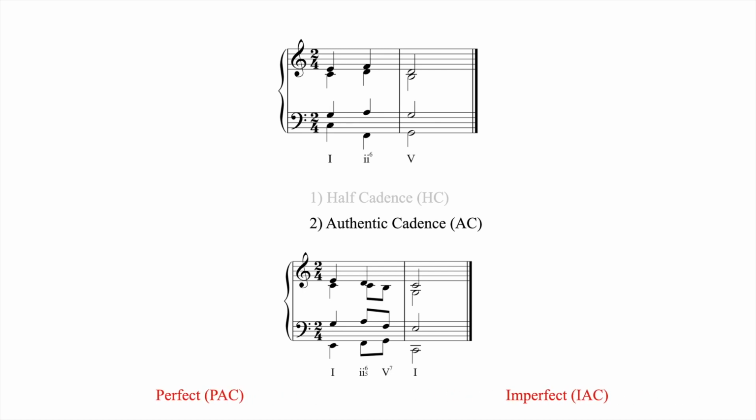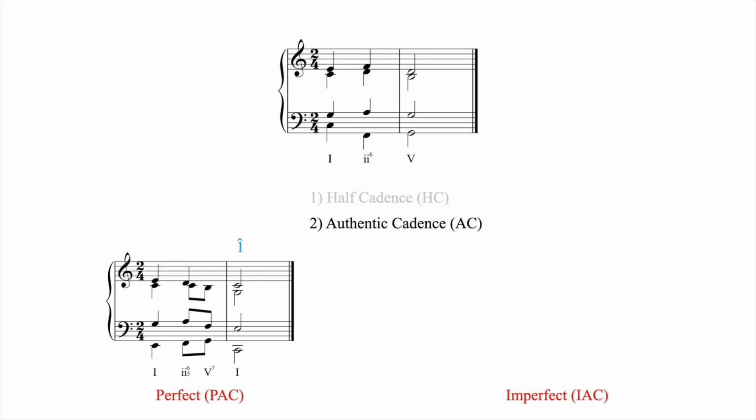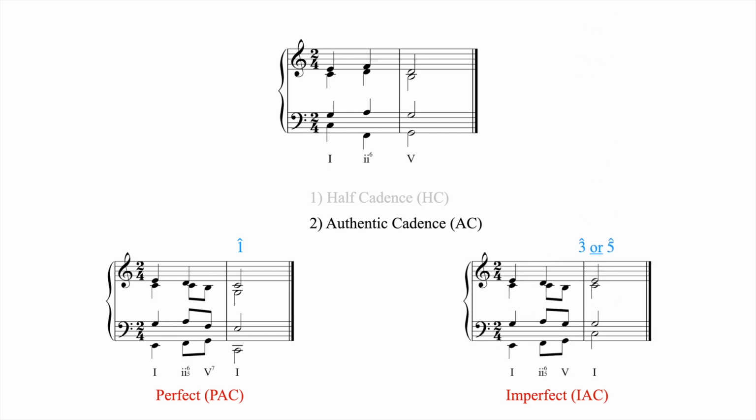Authentic cadences can be broken down into two subtypes, perfect and imperfect. These modifiers depend on which scale degrees in the upper voice. A perfect authentic cadence, PAC, has scale degree 1 in the upper voice, and an imperfect authentic cadence, IAC, has either scale degree 3 or 5 in the upper voice.